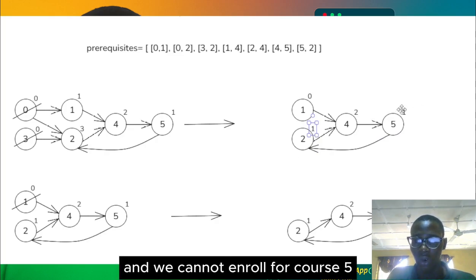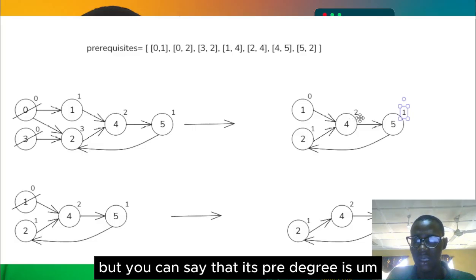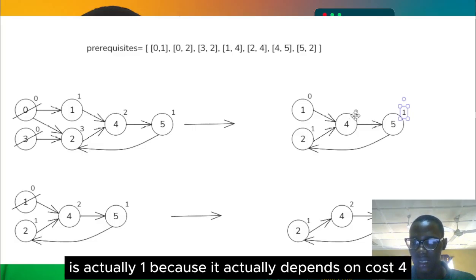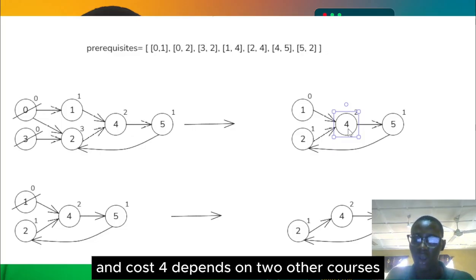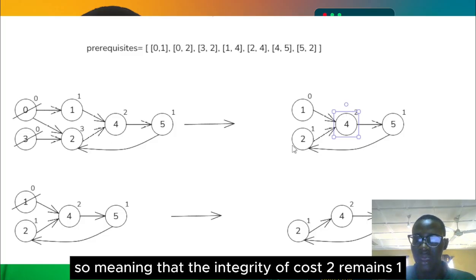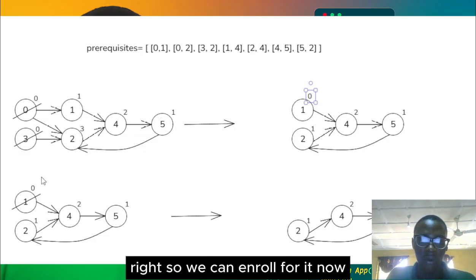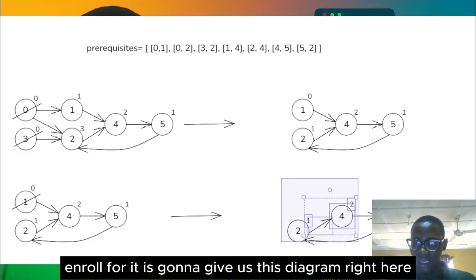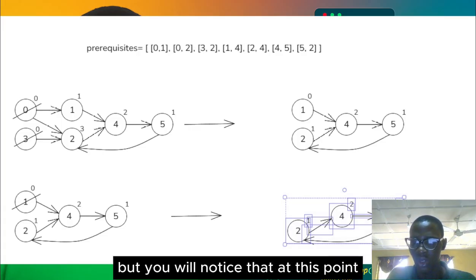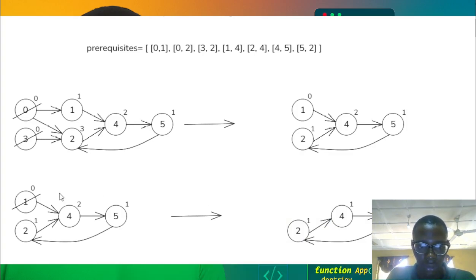And we cannot enroll for course 5 unless its own in degree is 0, but its in degree is actually 1 because it depends on course 4, and course 4 depends on 2 other courses, so we can't yet enroll for course 5. So the in degree of course 2 remains 1. But the in degree of course 1 is 0, right? So we can enroll for it now. Enrolling for it gives us this diagram right here, but you will notice that at this point, let me update this here to become 1, right?